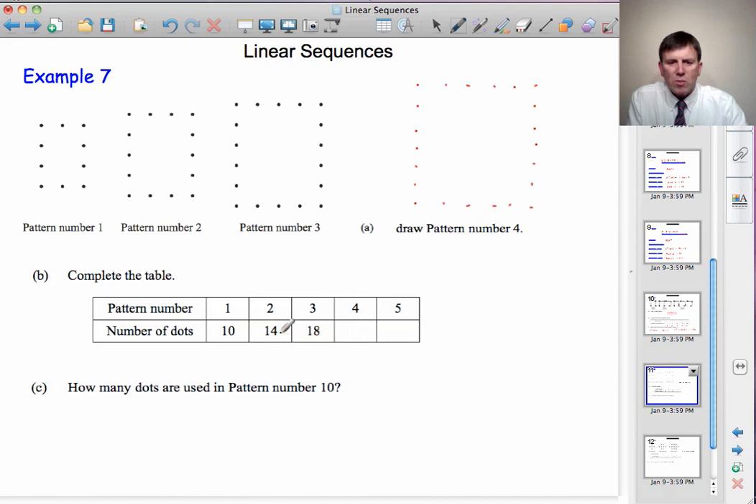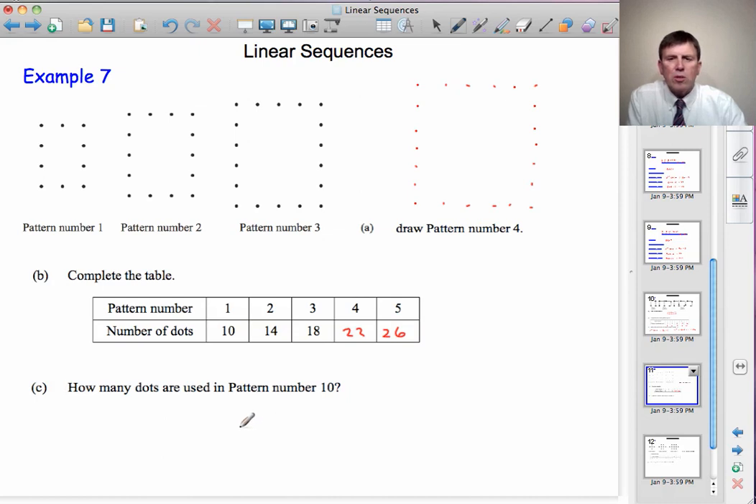How many matchsticks? Well, I'm adding on 4 each time, so I should have 22. Let's do a quick count, starting in the top left hand corner. 1, 2, 3, 4, 5, 6, 7, 8, 9, 10, 11, 12, 13, 14, 15, 16, 17, 18, 19, 20, 21, 22. Right, so that's correct. Add on another 4 and we get 26.